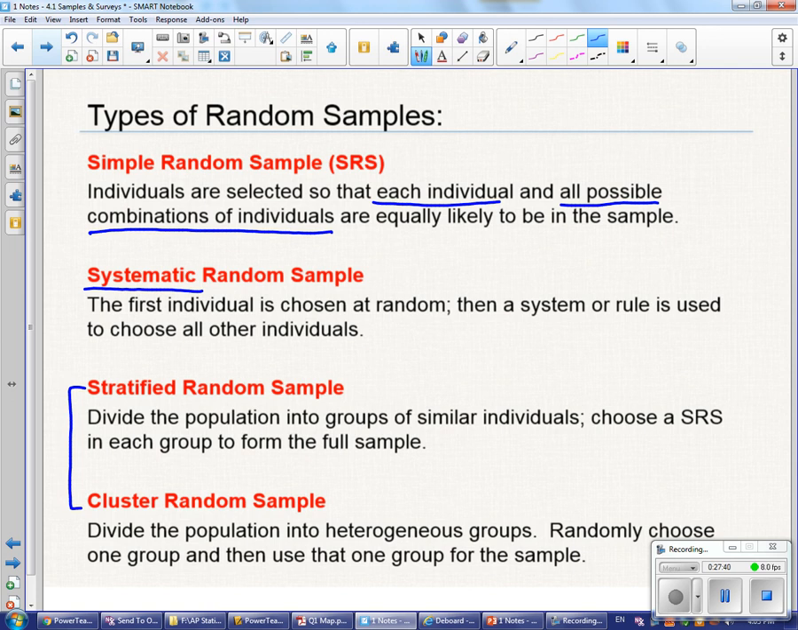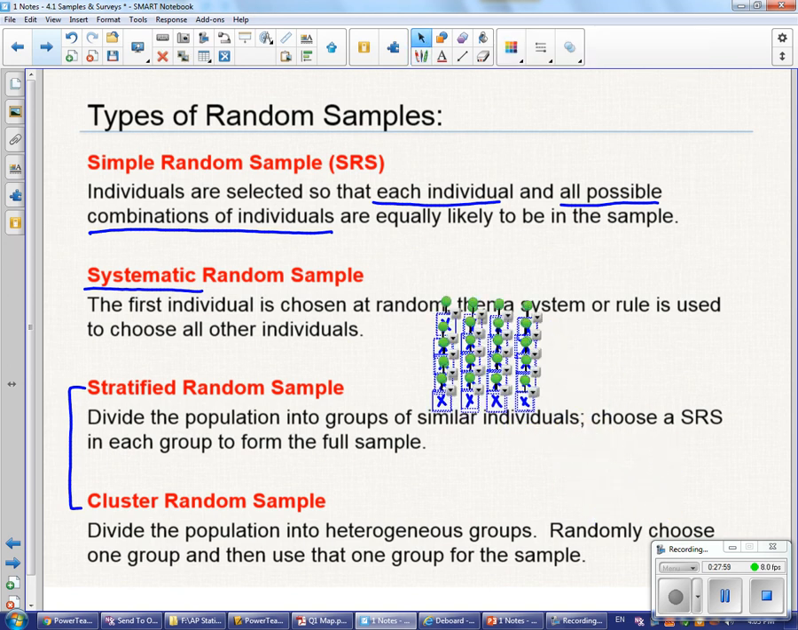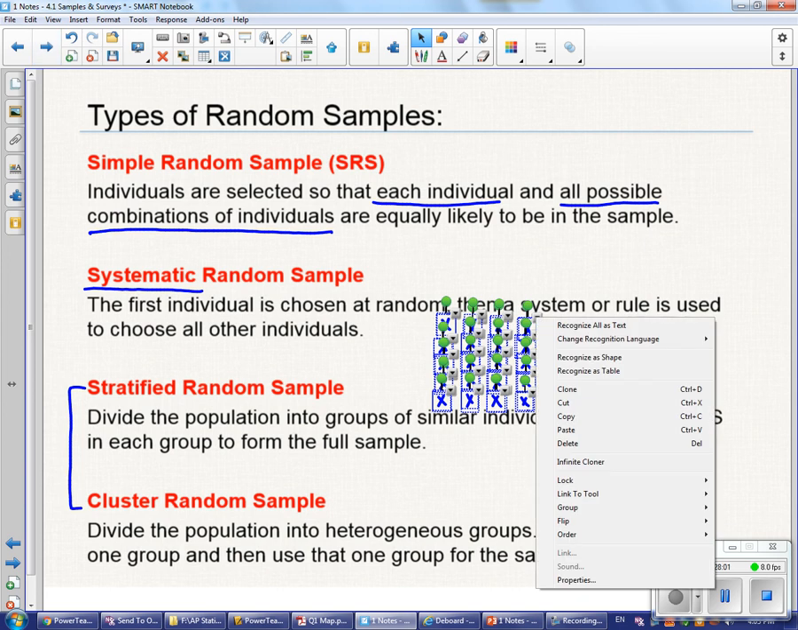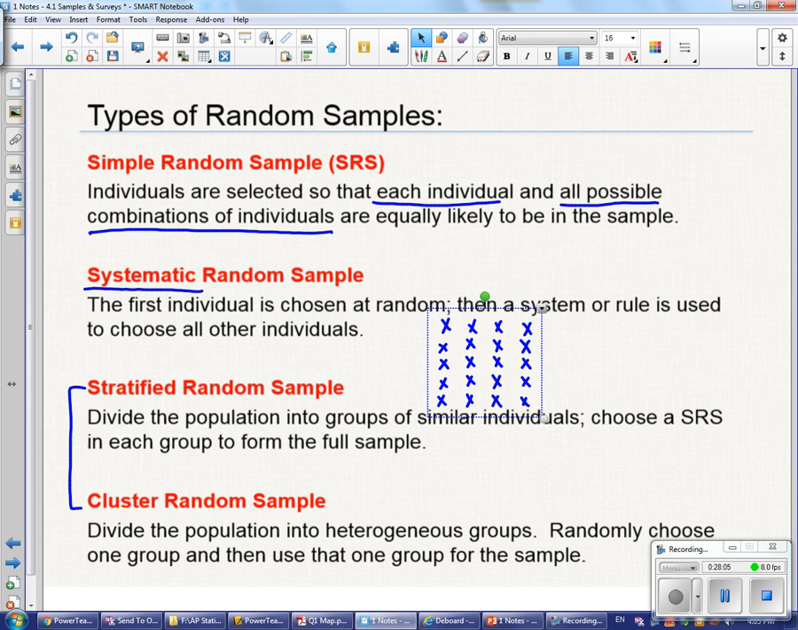So let's say I have a classroom. I'm just going to draw X's to show the rows. So these are rows of desks in a classroom. Let's see. Let's group them, and then I want to clone them.